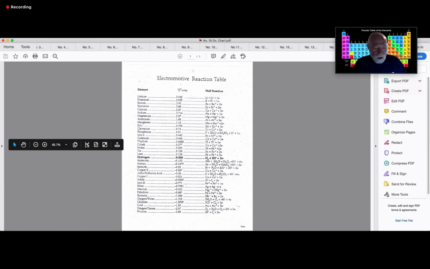They probably should have made the bottom one zero and then made the rest positive numbers. By the way, you notice that lithium has the biggest tendency to take place. That's why we use lithium batteries these days, because lithium is a great electron donor.